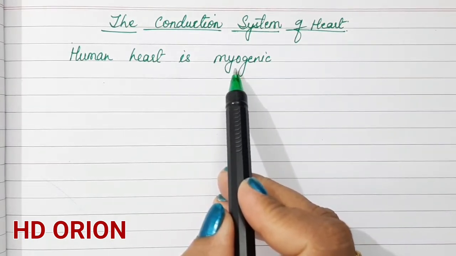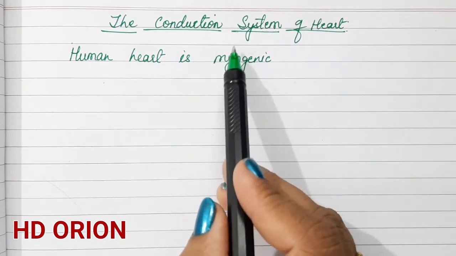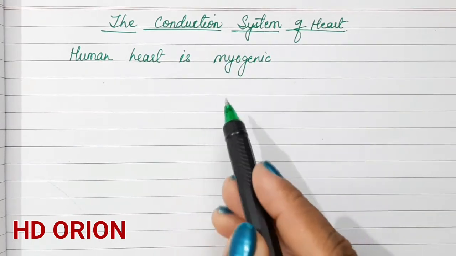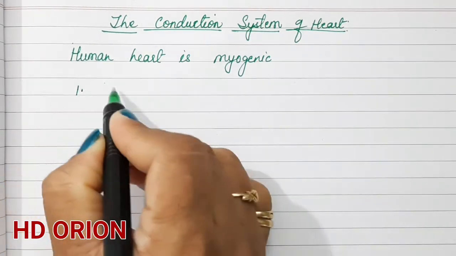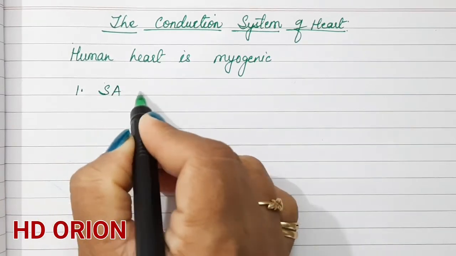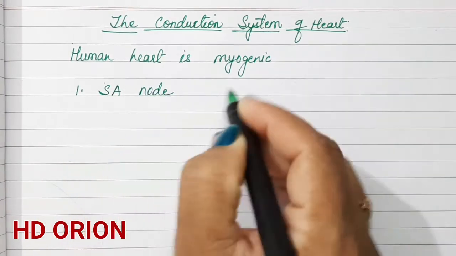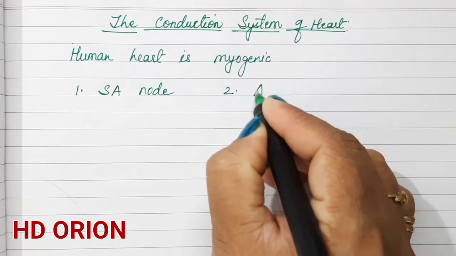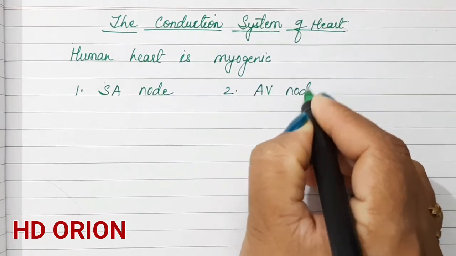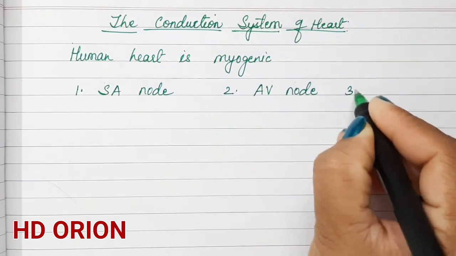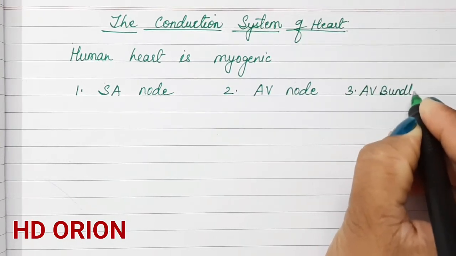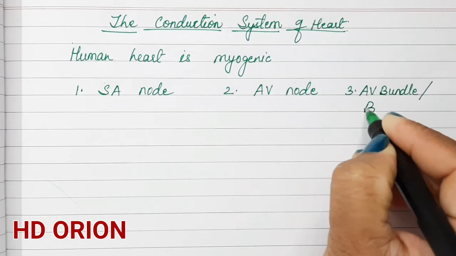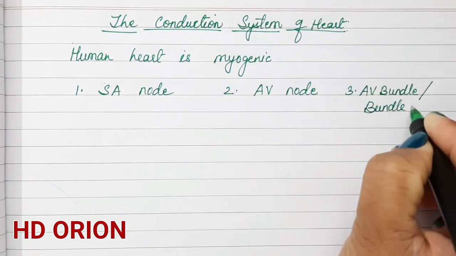Now there are nodal tissues that help in the conduction of the heartbeat. So we are going to see the set of all the nodal tissues that are found in the heart. So what are the nodal tissues? The SA node. The second is the AV node. The third is the AV bundle, which is also known as the bundle of His.